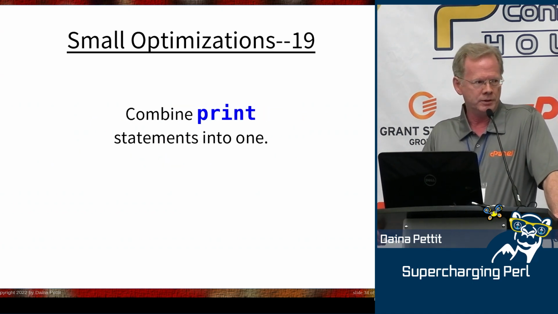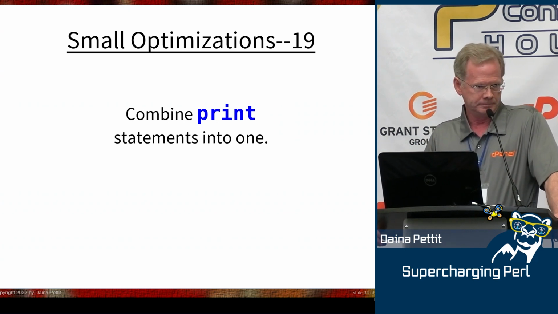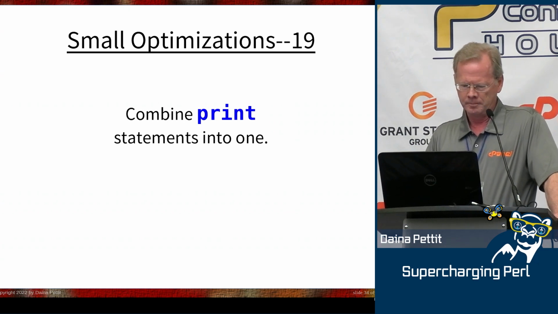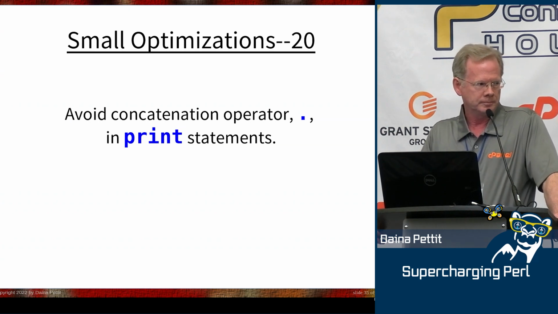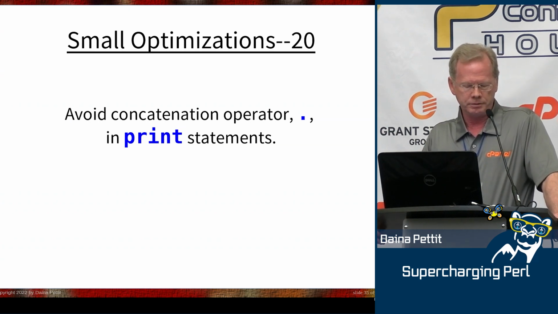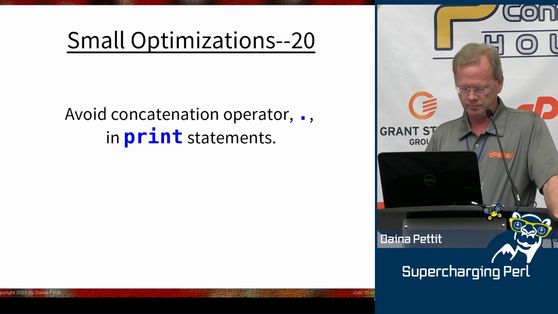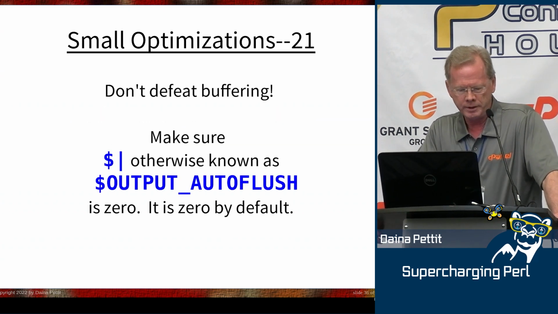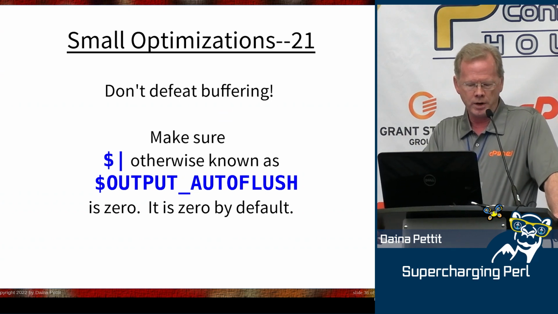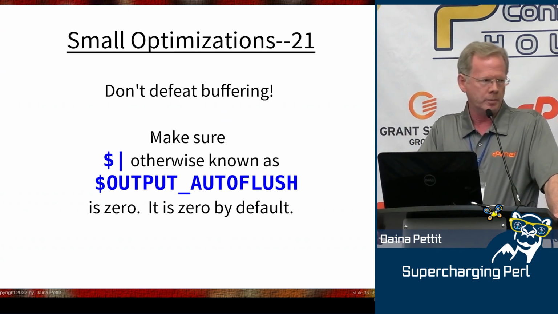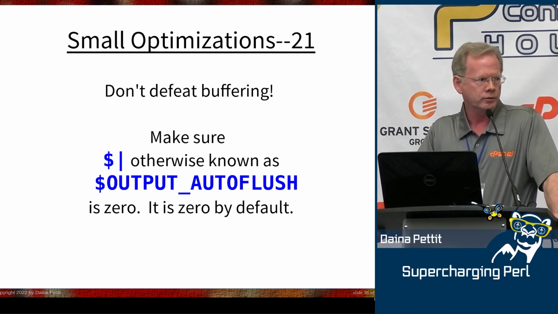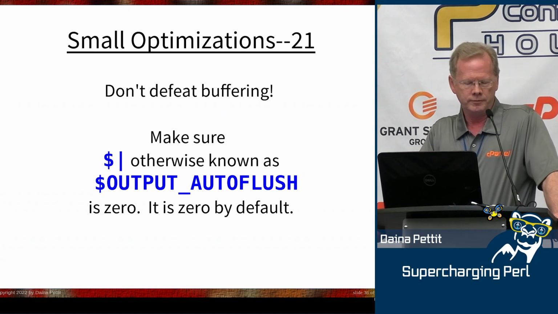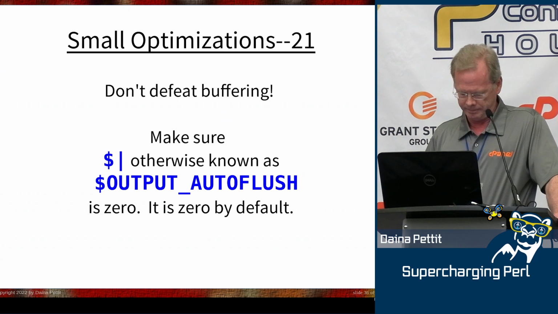If you have print statements, combine everything into one. Don't do print, print, print, print, print. Avoid the concatenation operator in print statements. Print handles a list better than concatenation. Don't defeat buffering. So your $| or your output autoflush, make sure that that is 0. It's 0 by default, so normally you don't have to worry about it. But you see a lot of code that has that turned off so you can see immediate feedback. You don't want to defeat that. Let buffering work. It'll save you time.